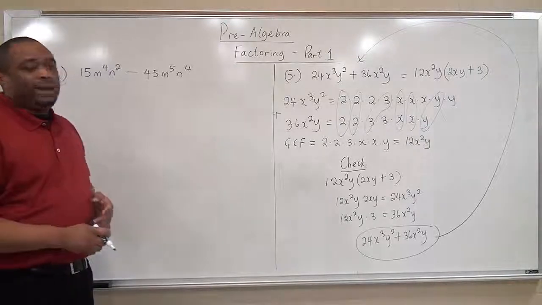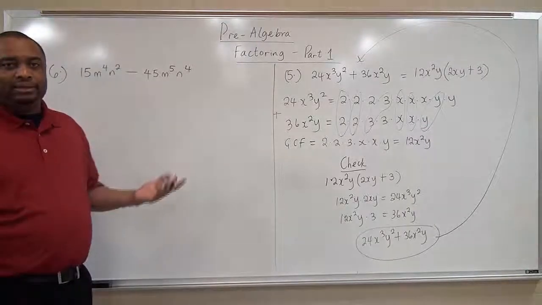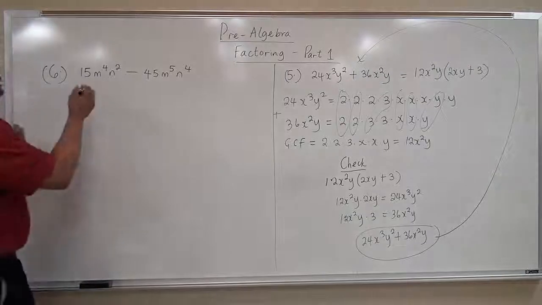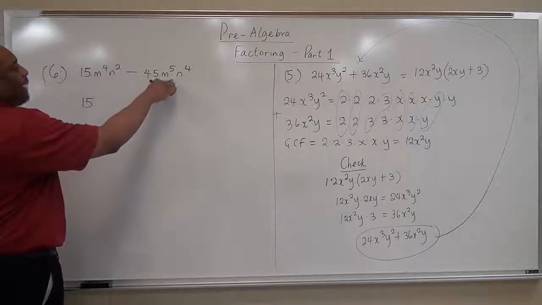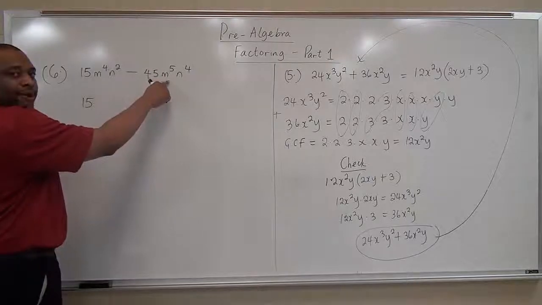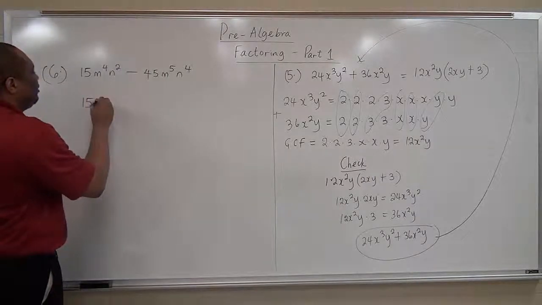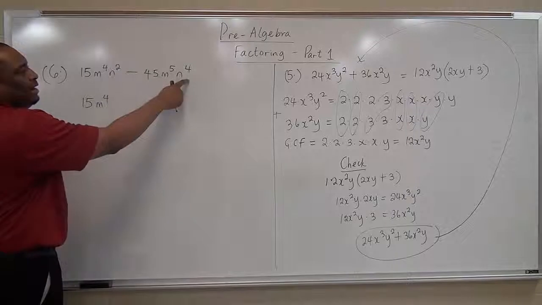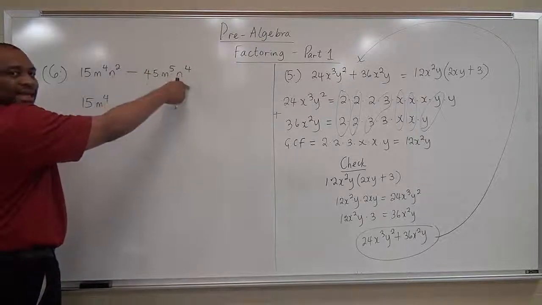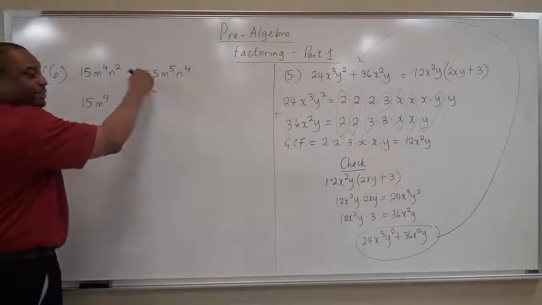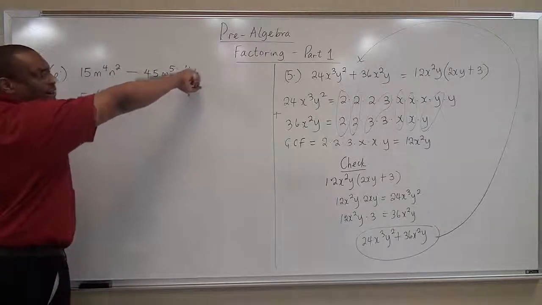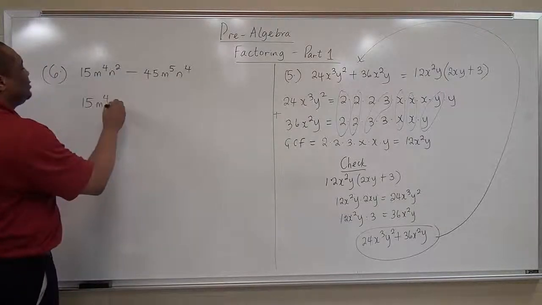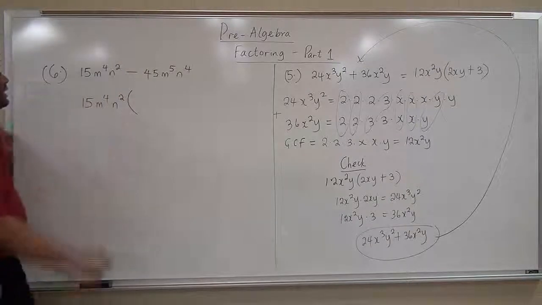15 is also a factor of 45, and that's the highest, the greatest common factor. So this is 15, right? Then m⁴, m⁵. m⁴ is included in m⁵, so the GCF will be m⁴. Then n², n⁴. n² is a factor of n², and it's also a factor of n⁴. So this is n². So this will be the GCF right away.